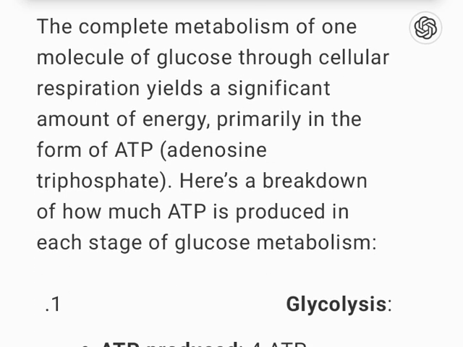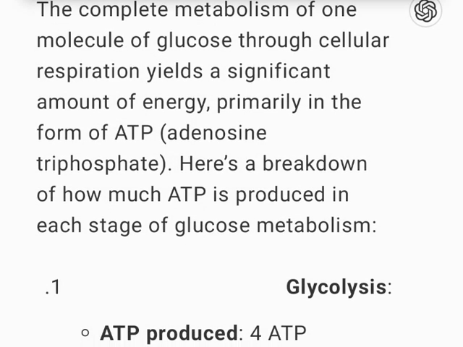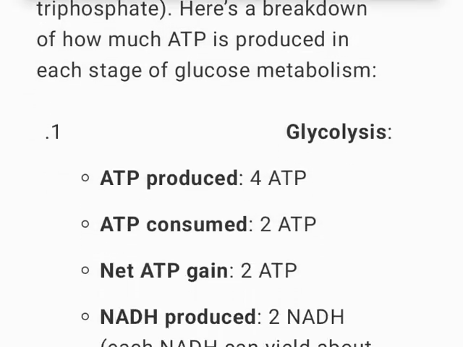The complete metabolism of one molecule of glucose through cellular respiration yields a significant amount of energy, primarily in the form of ATP, adenosine triphosphate. Here's a breakdown of how much ATP is produced in each stage of glucose metabolism.